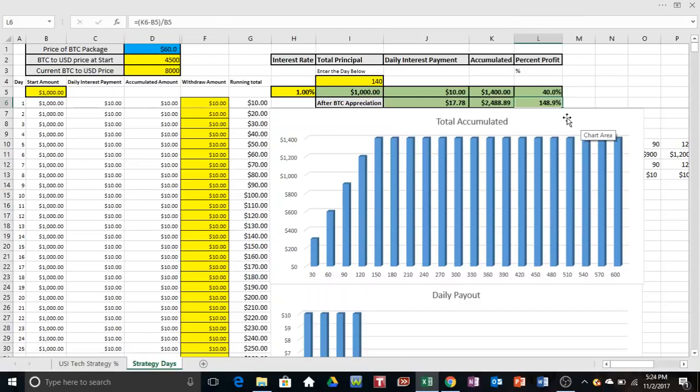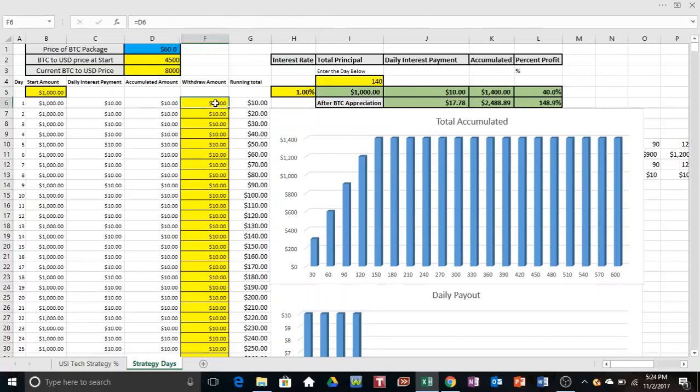So that's a really cool aspect about USI Tech and what they can do for you. And I really like that they actually pay you out in Bitcoin. So let Bitcoin go to the moon in terms of the price appreciation, because that only helps my packages with USI Tech. So that's how this calculates right here.